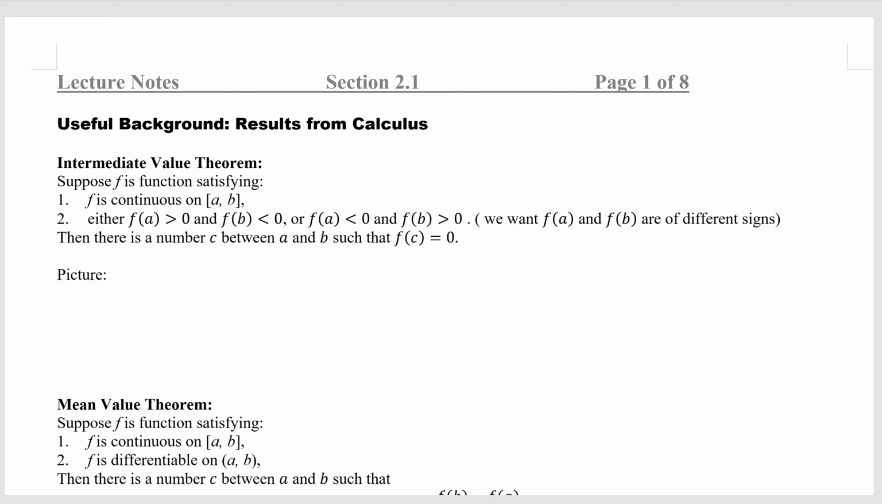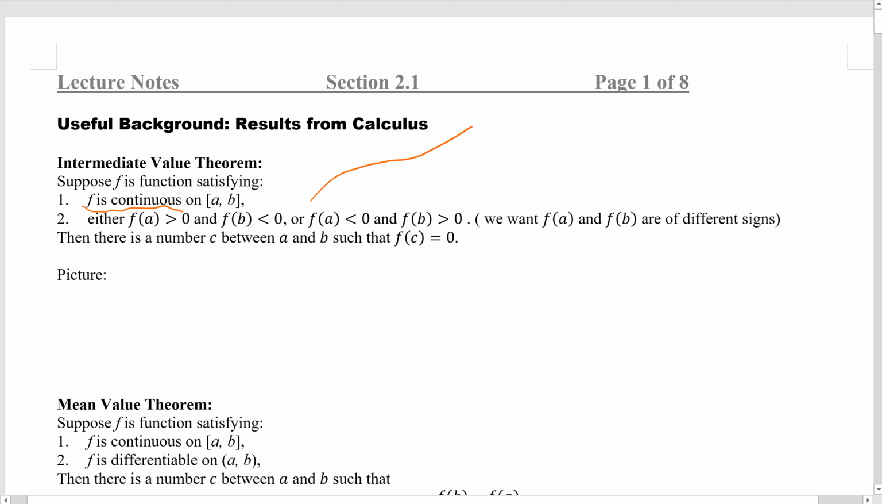So before we start the concept of this course, let's review some useful background knowledge from calculus. Okay, so first, intermediate value theorem. Suppose f is a function satisfying the following. First, f is continuous. So what does continuous mean?